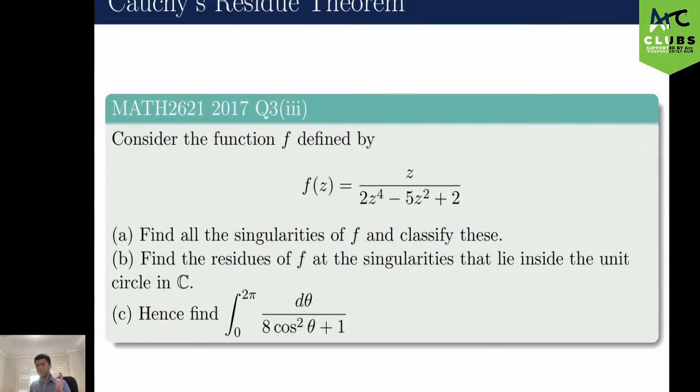So let's move on to a question that brings all this together and talks about residues in general. So consider this function.